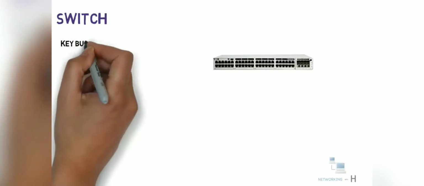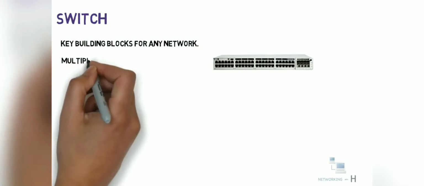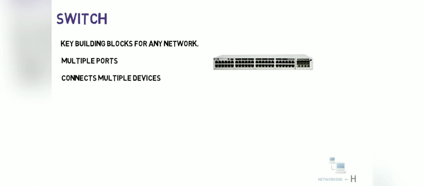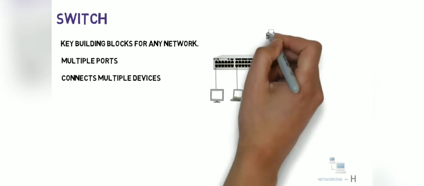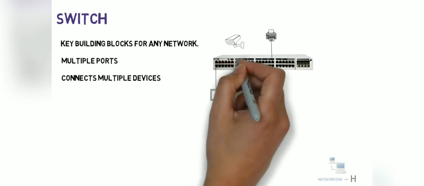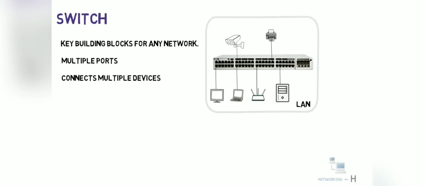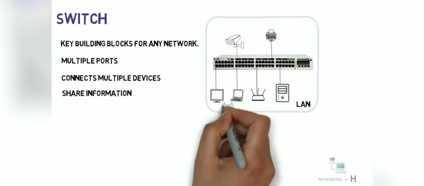Switches are key building blocks for any network. A switch has multiple ports and it connects multiple devices such as computers, laptops, wireless access points, printers, CCTV cameras, and servers on the same LAN within a building or a campus. A switch enables connected devices to share information and talk to each other.